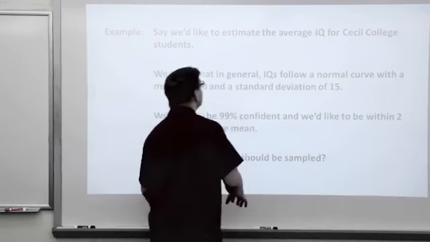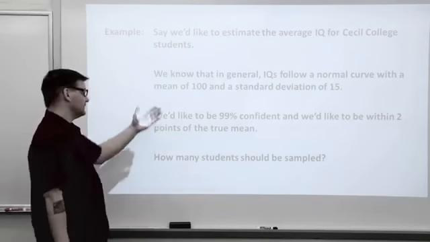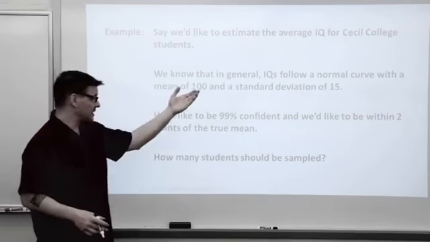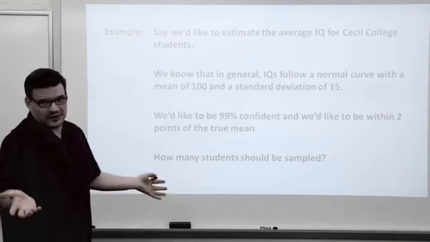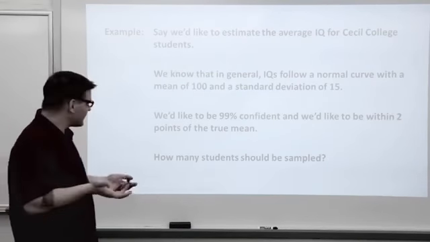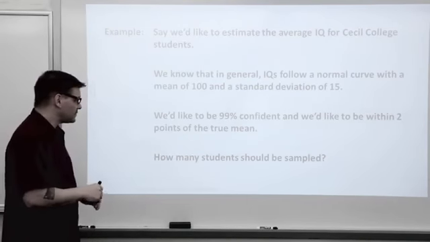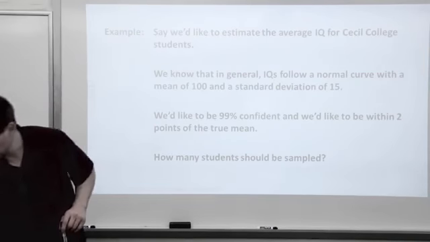First one, say that we'd like to estimate average IQ for Cecil College students. We know in general IQs follow a normal model. In general, the mean's 100. In general, the standard deviation is 15. Here at the college, who knows what the mean is? Could be higher, could be lower, could be 100 exactly. That's why we're running the study. We'd like to be 95% confident, and we'd like to be within 2 points of the true mean. How many students should be sampled?